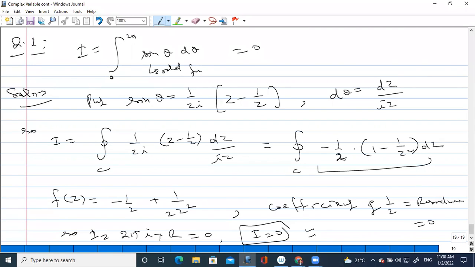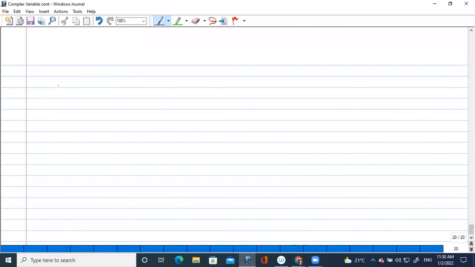Okay, next question. The integral from 0 to 2 pi of d theta upon under root 2 minus cos theta. This is the question, so this integral you have to find.